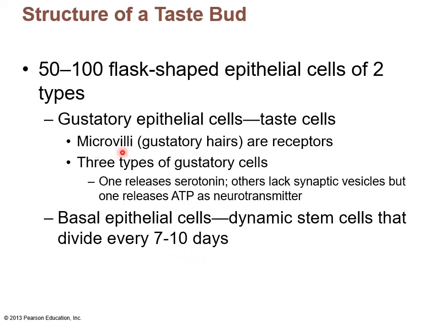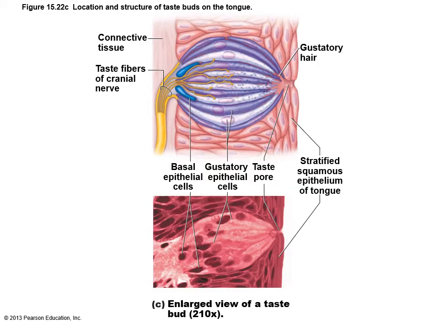Now, there are microvilli or gustatory hairs that are the actual receptors that are attached to these cells. And there are three types of gustatory cells. One releases serotonin, others lack synaptic vesicles, but one releases ATP as a neurotransmitter. And these basal epithelial cells are the dynamic cells. These are like the stem cells that divide every 7 to 10 days and give rise to the actual taste cells.